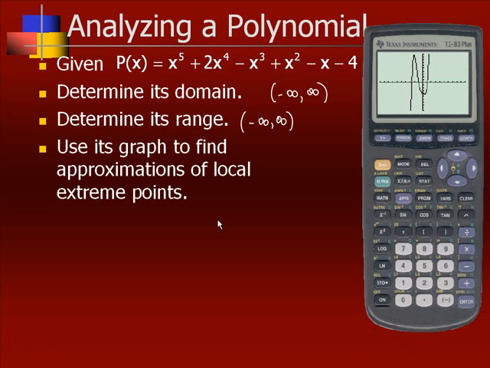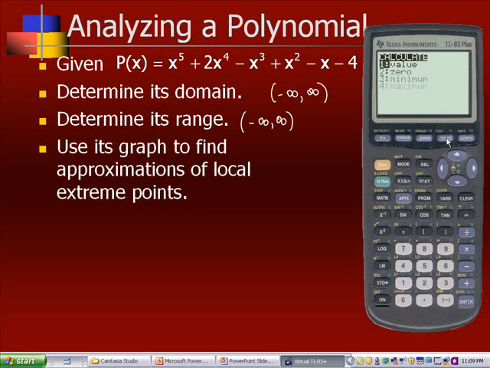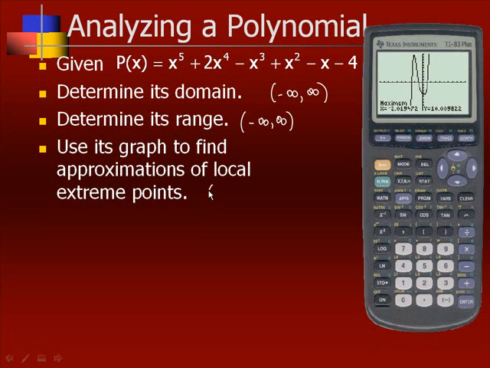Okay, next it says use its graph to find approximations of local extreme points. We have a local max and a local min. So we can do second calculate number 4, which is the max. We're going to make sure we're on the left side of the highest point, then the right side of the highest point, and we would get a maximum of -2.019, 10.010. That was our local max.